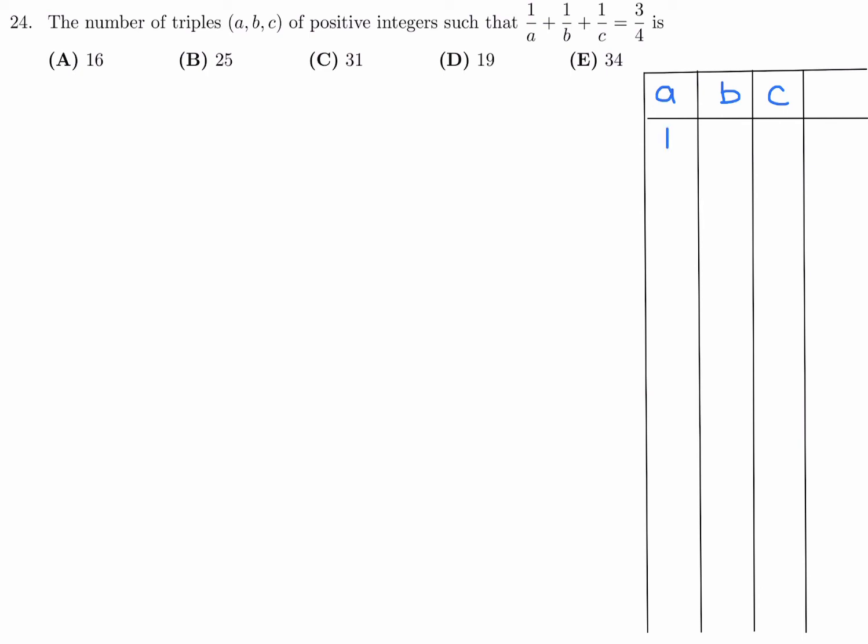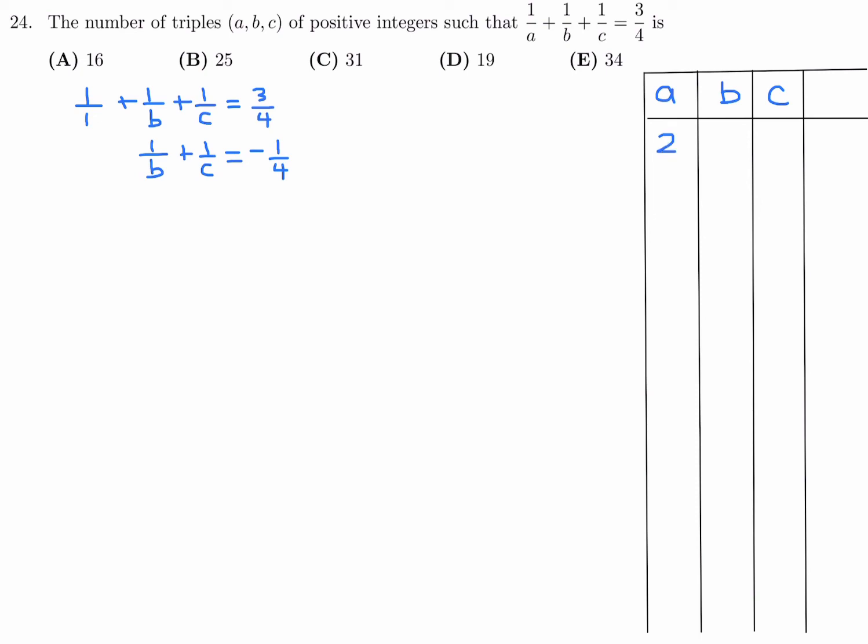Case by case. First and foremost, I've got to start somewhere, right? So let's start with 1 because it's the smallest possible positive integer. If A is 1, 1 over 1 plus 1 over B plus 1 over C has to equal 3 over 4. And that's impossible because it would make this side 1 over B plus 1 over C, but then this side would become negative a quarter. And there's no way you can get negative a quarter with two positive numbers. So what that essentially means is that A cannot be 1.